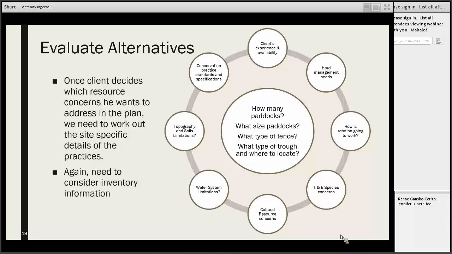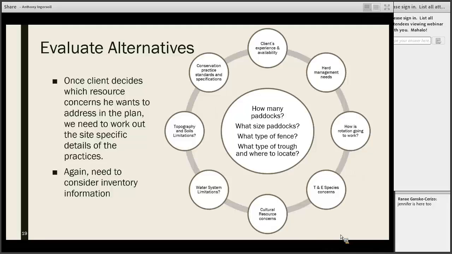Before, in considering these questions, we need to, again, consider information from our inventory. We might have inventoried and found that we do have T&E species concerns out there that we'd have to address. So that might affect the type of fence that we're going to put in. We might need to know whether or not the water system has any limitations. Is there enough pressure to get water all the way to the back, or are we going to be limited in how far the water can go? Are the hills back there and the soil types that are back there going to limit the ability to put in fence lines that we have to work around?